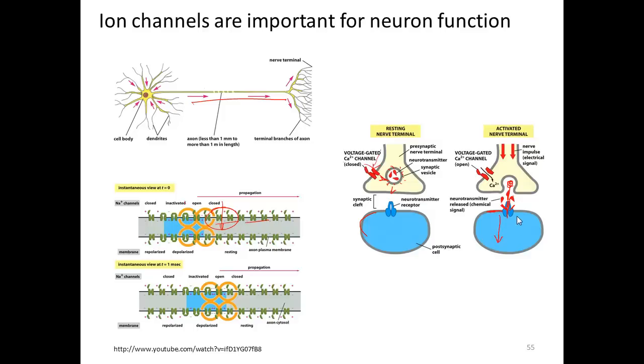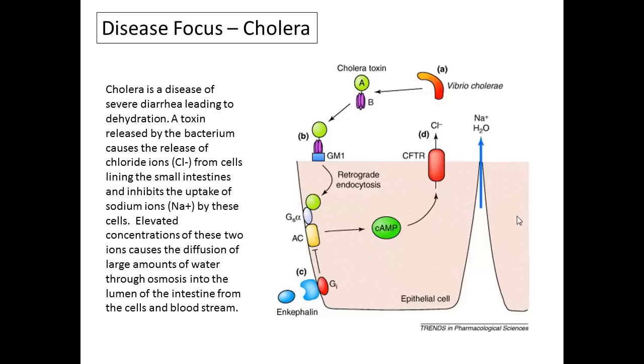It could be another action potential. It could be a muscular contraction. It could be a whole host of things. And in class, we talked about two diseases which result from inappropriate ion channel function.